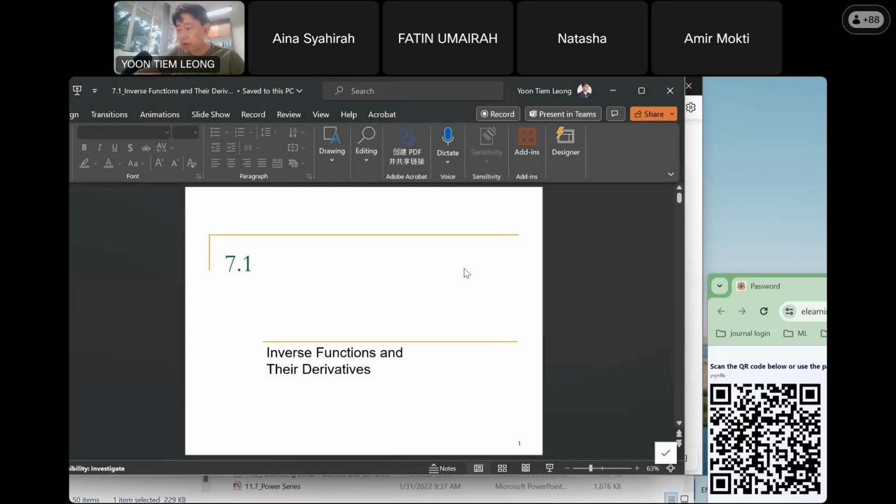We are going to talk about topic 7.1 on inverse functions and their derivatives. In chapter 7, we are going to learn many new types of functions. We call them transcendental functions. In order to study the transcendental functions, we first have to gain the idea of what an inverse function is, and also learn how to take the derivative of this inverse function.